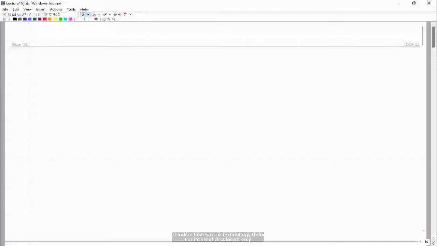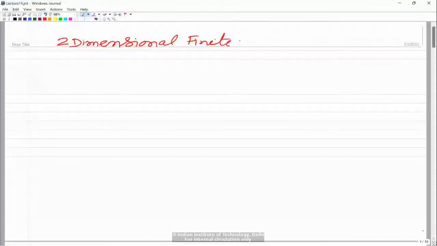Starting two-dimensional finite element. So far we have discussed one-dimensional.